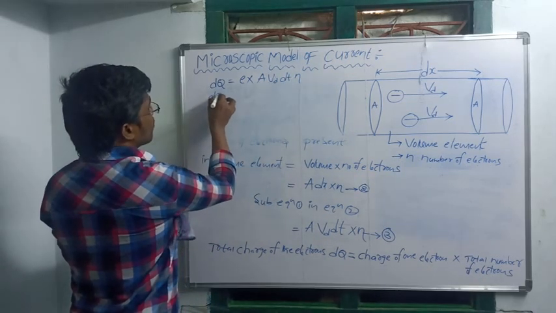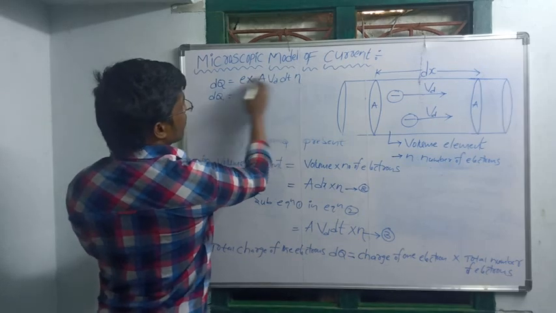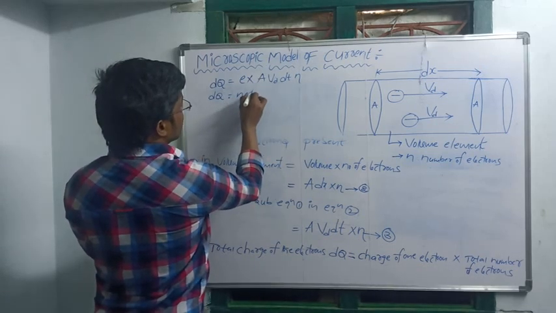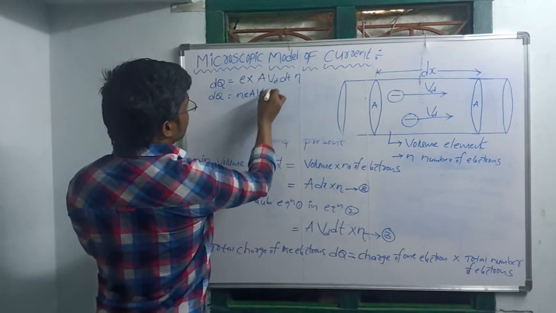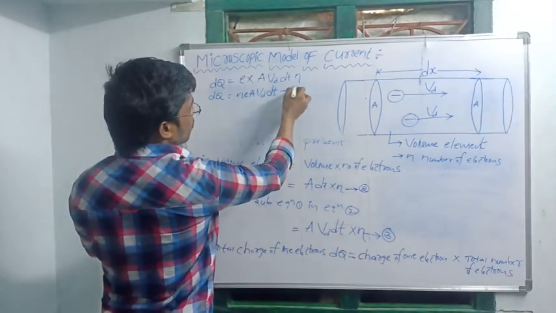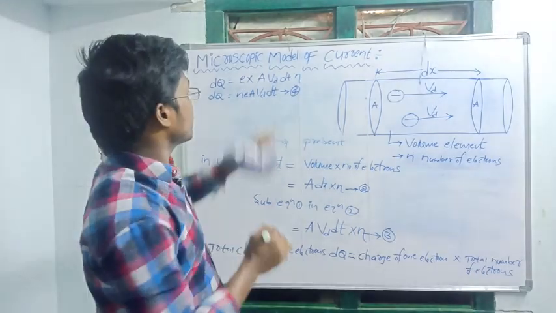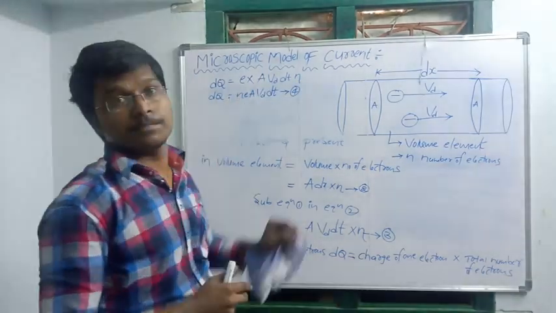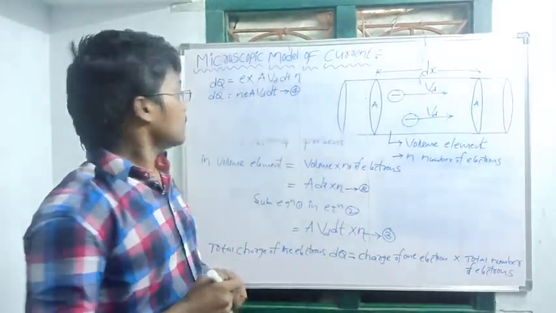So I am writing in order: dq is equal to n e A Vd dt. This one is equation 4. Just I am writing this in order. This n I wrote in front.